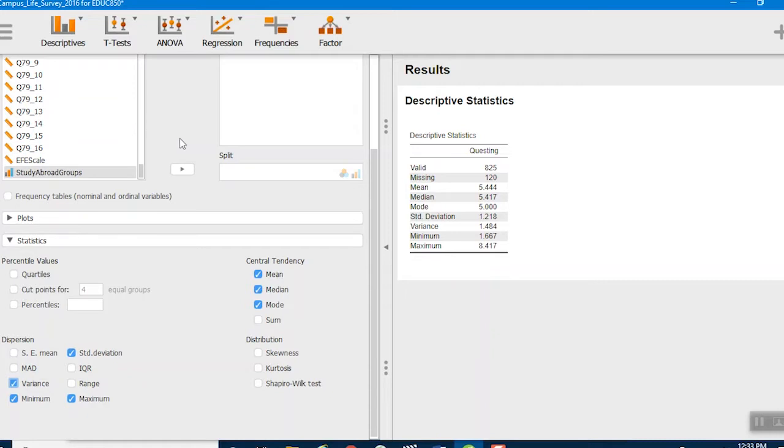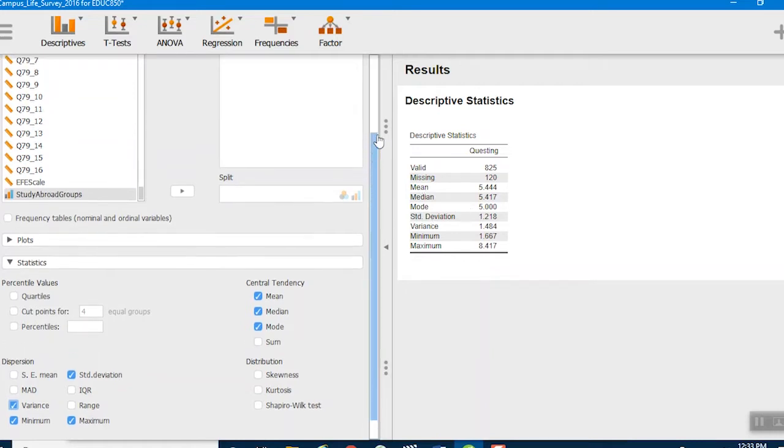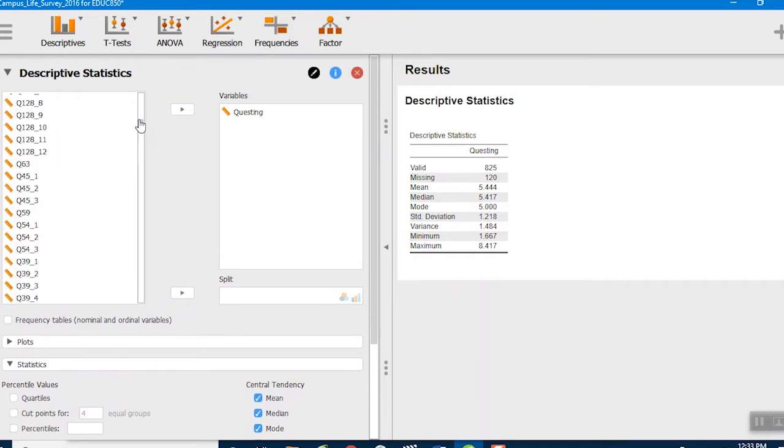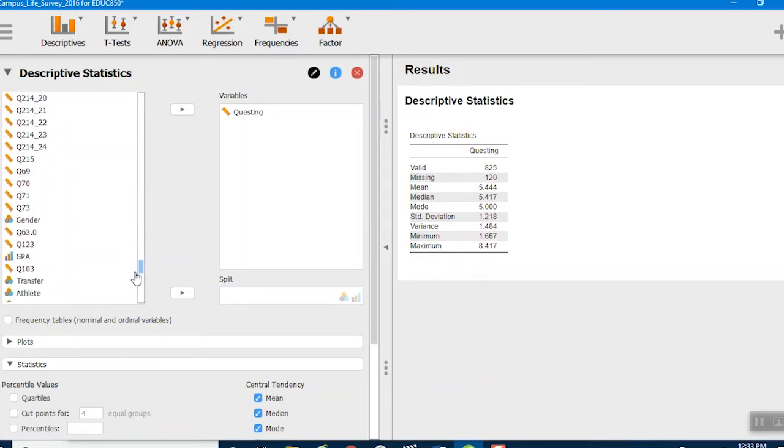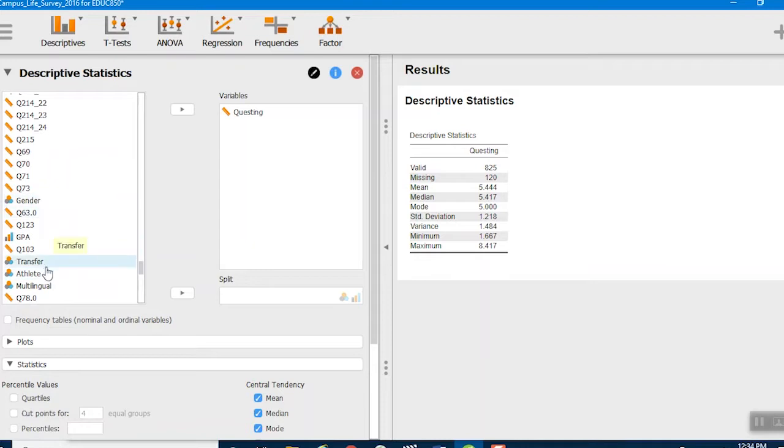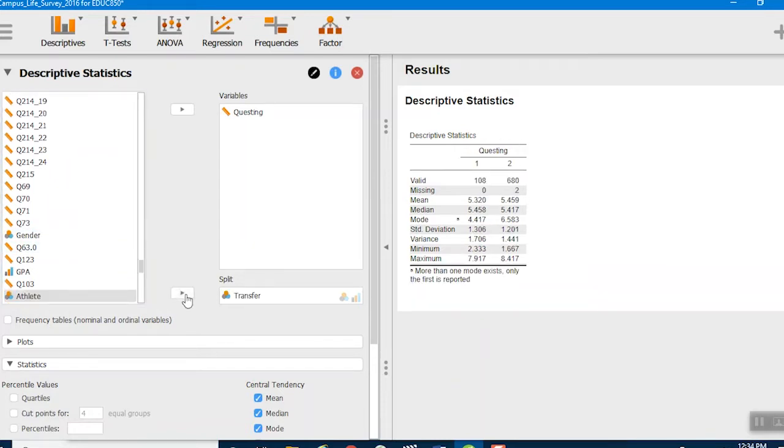One of the other things I ask you to do in your homework is to make comparisons. So let's just look at comparisons for this. We'll compare a couple groups with one another on religious questing. We've used gender before, so why don't we use transfer students for this? You'll notice here now it broke it down between two groups. 1 means they were a transfer student to Bethel. 2 means they were not a transfer student to Bethel. Now we can look at the mean, median, and mode for each one of these groups.